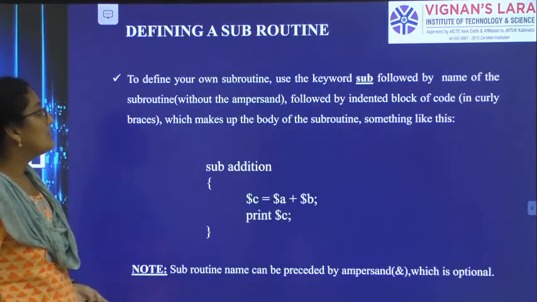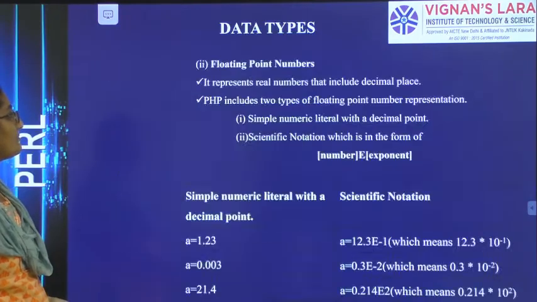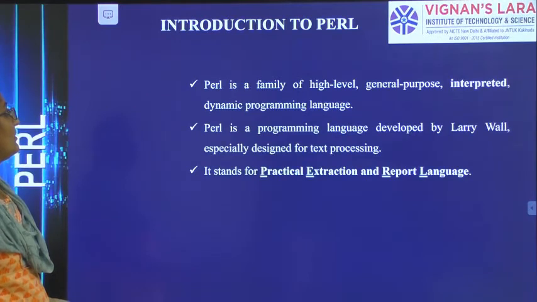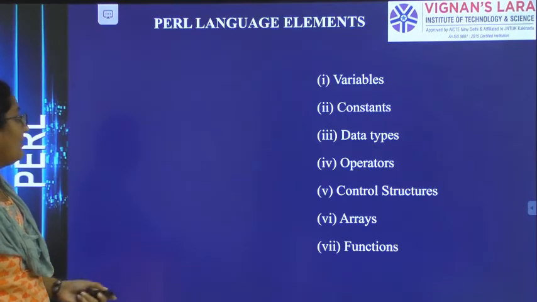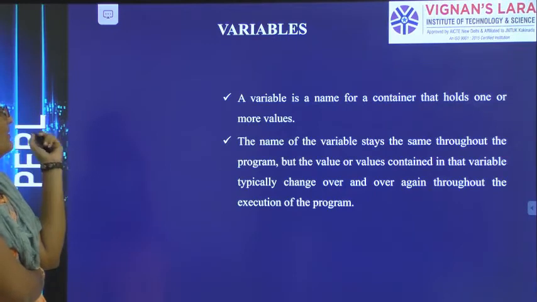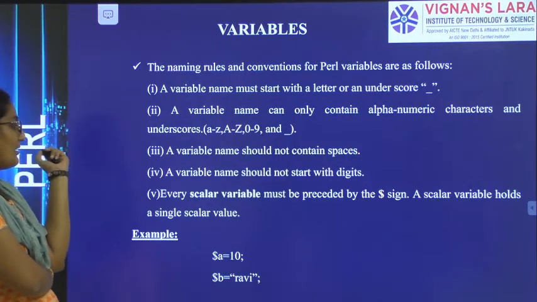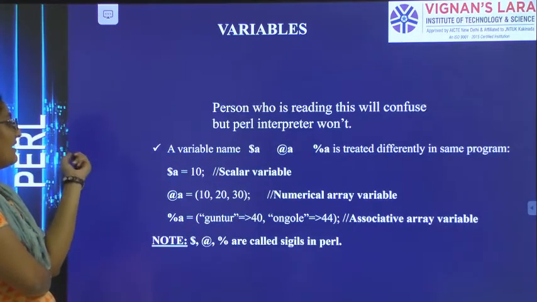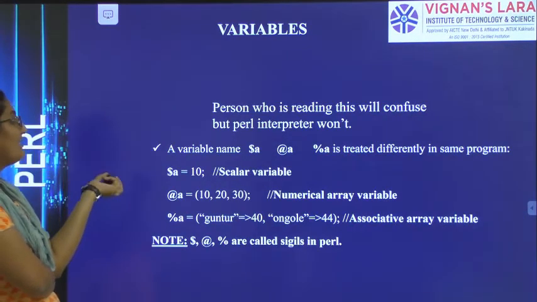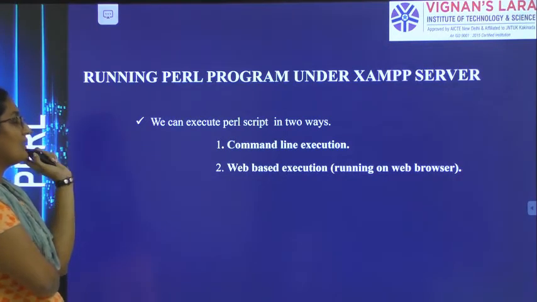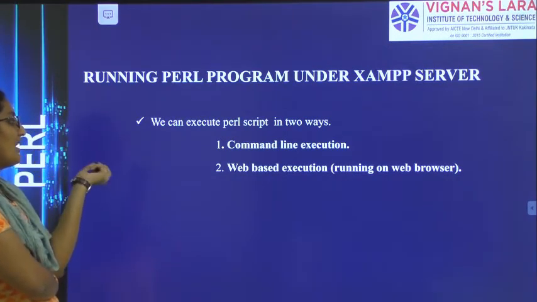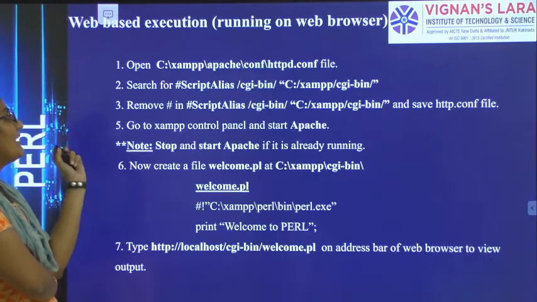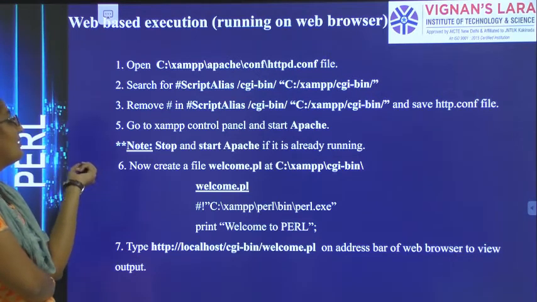So what all have we seen today? We started with what is Perl programming, what are the elements of Perl programming, how you can declare a variable, what are the rules for declaring variables, types of variables, and that the Perl interpreter will not confuse between the types of variables. How can you run Perl programs in the JAM server using command line or web-based execution, steps to be followed while executing in command line, and steps to be followed while executing in a web browser.